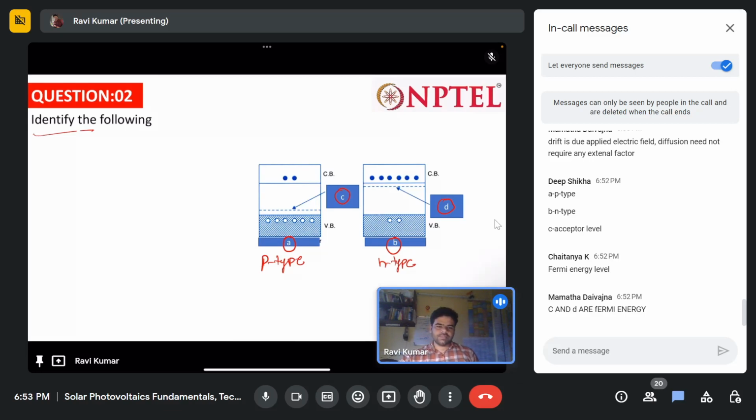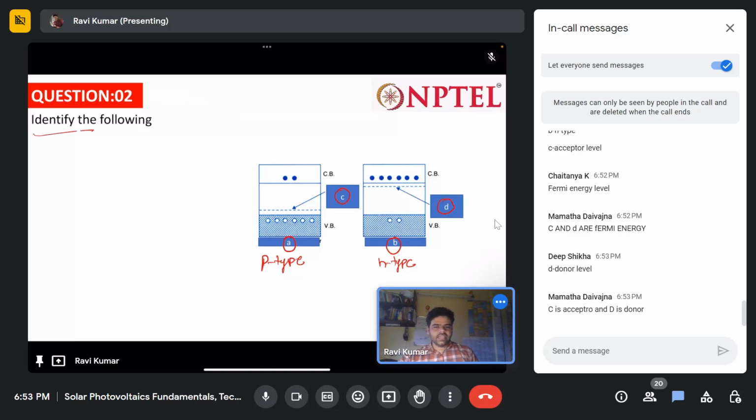Which one is acceptor level? D is donor, D is donor, and C is acceptor.